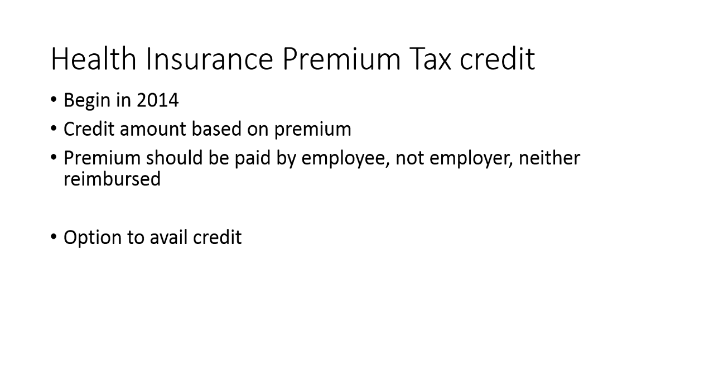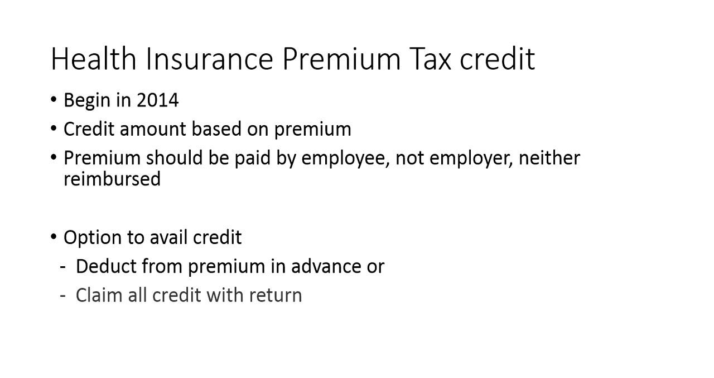Okay, this credit is especially given to low income individuals, and you have two options to avail the credit. The government wants everyone to get the credit. For that purpose, the individual can go to the marketplace and provide some income information, and the insurance provider will calculate the health insurance premium tax credit for that person. And he has two options. Number one, he can deduct that credit in advance from the premium. Number two, he can claim all the credit with the annual return.